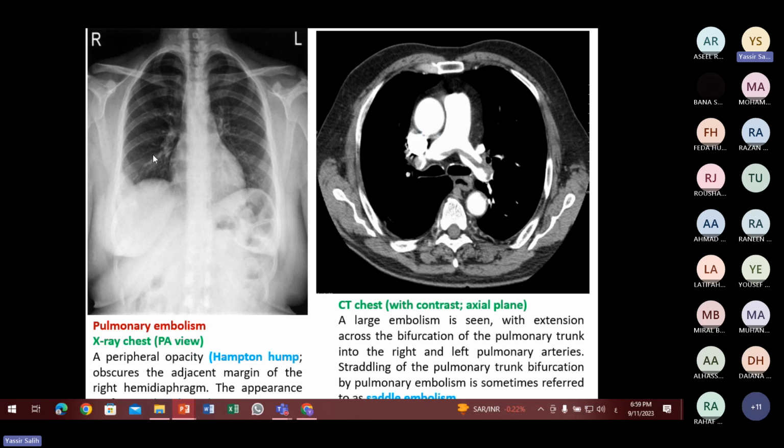But this is a chest X-ray. The patient presents with symptoms of pulmonary emboli, and it demonstrates opacity in the peripheral lung with its base toward the chest wall. The important thing is that it is in the periphery, not in the center. This is the Hump sign. Now, anyone to interpret this image, the other one?